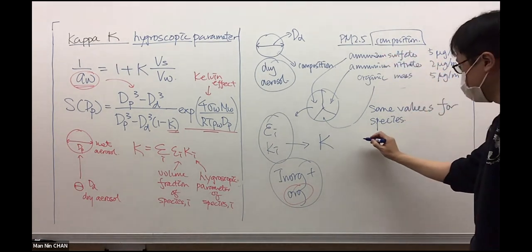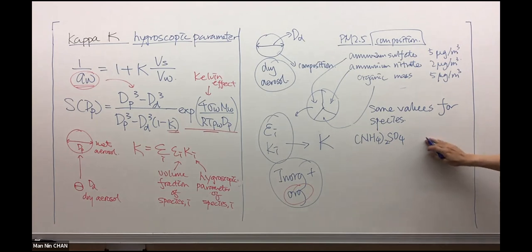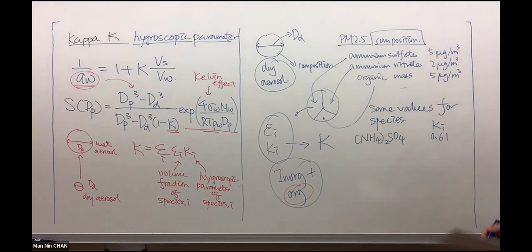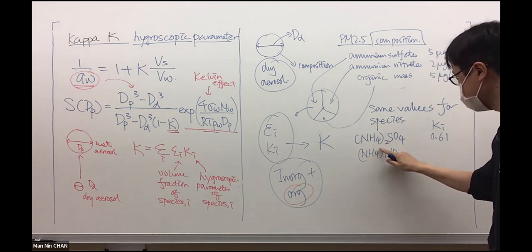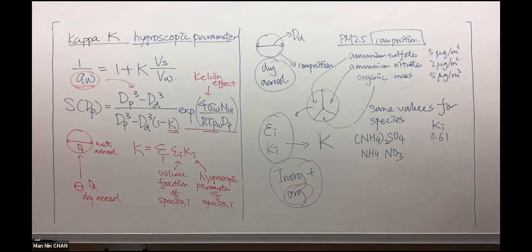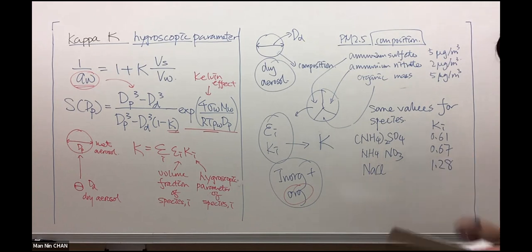For example, we talk about the ammonium sulfate. This is their kappa i, species. That means the hygroscopic parameter for a specific species. So this is about 0.61. And then you can have some ammonium nitrate, like I mentioned. These are some common inorganic salts. So this is about 0.67. And also you can have sodium chloride, so it's 1.28. So you can determine these in the laboratory for individual species.